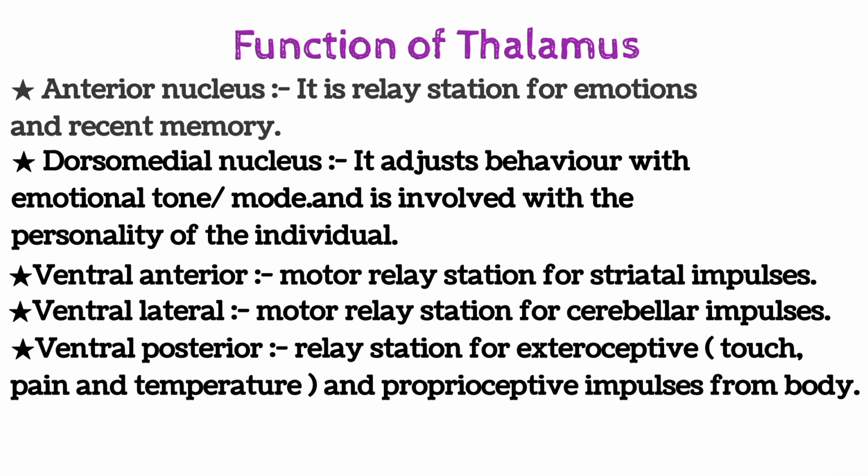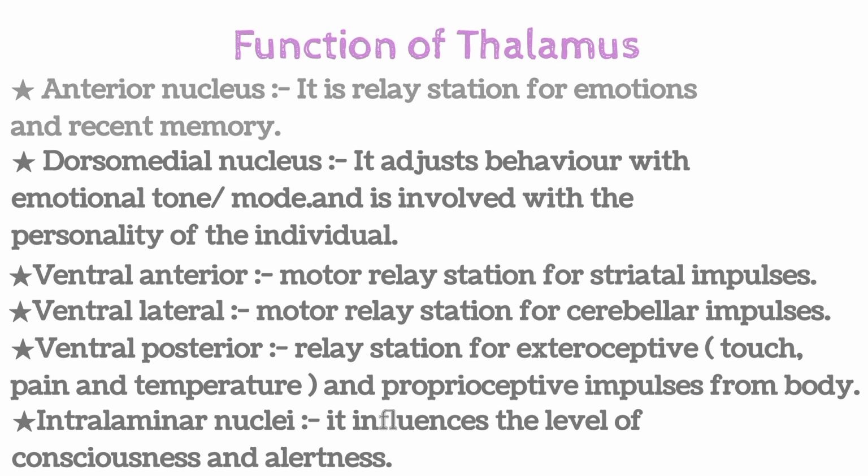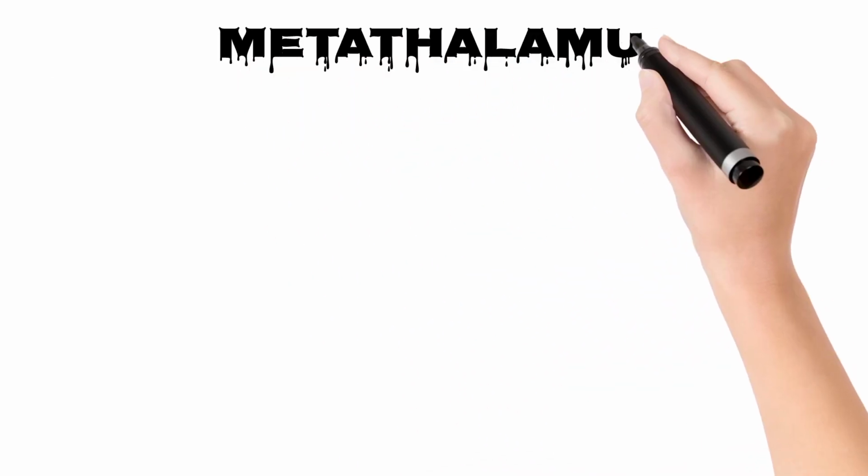Ventral lateral is the motor relay station for cerebral impulse, and ventral posterior is relay station for exteroceptive and proprioceptive impulses from the body. Intralaminar nuclei, it influences the level of consciousness and alertness. These are the functions. Now we will discuss about metathalamus.